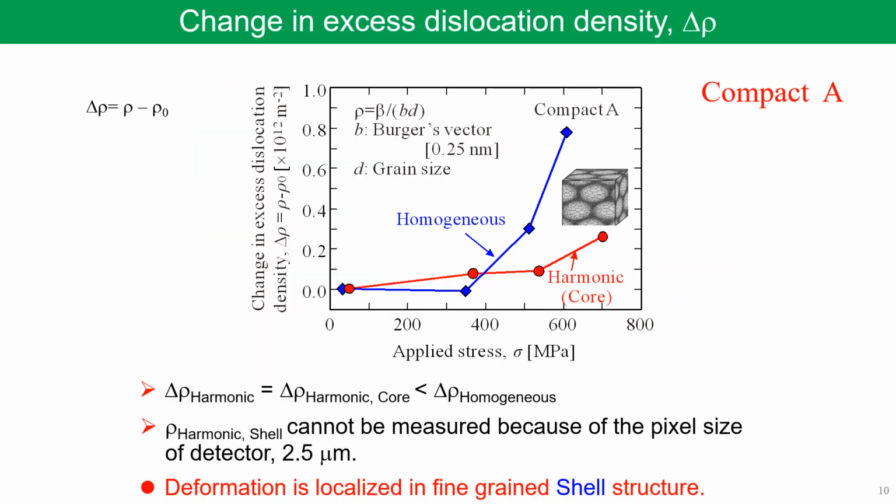This slide shows the comparison of the change of the excess dislocation density between standard harmonic structured and homogeneous material in tensile test. The change of excess dislocation density is smaller for core structure in harmonic materials than that for homogeneous material, although plastic deformation was comparable. Then, I think that this result indicates that the deformation of harmonic structured material is localized in shell structure.